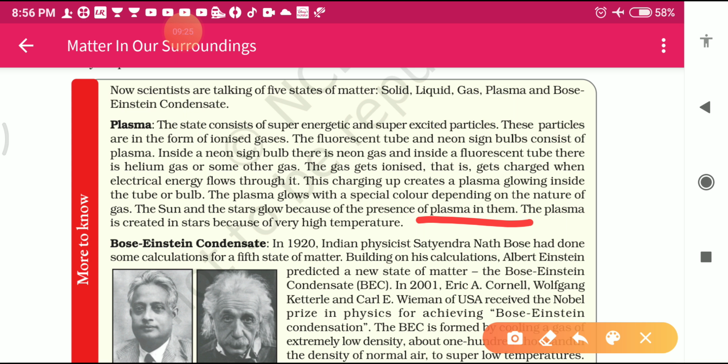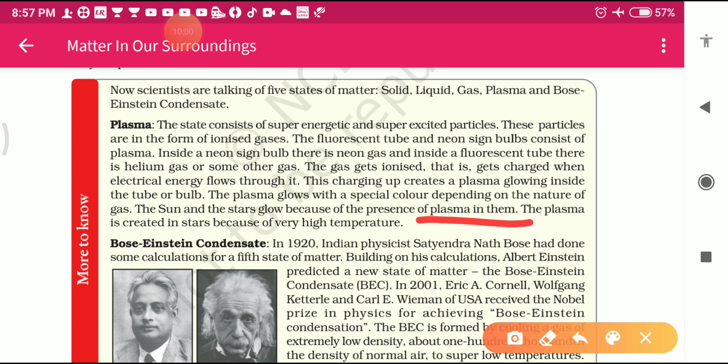Okay students, it's very simple. To summarize, what is plasma? Plasma is the fourth state of matter in which the particles are present in the form of ionized gas. Examples are given: how the fluorescent tube and the neon sign bulbs glow. In the fluorescent tube helium gas is present, and in the neon sign bulbs neon gas is present. When electricity is passed through it, it releases electrons. In this way the gas is ionized and the bulb glows.